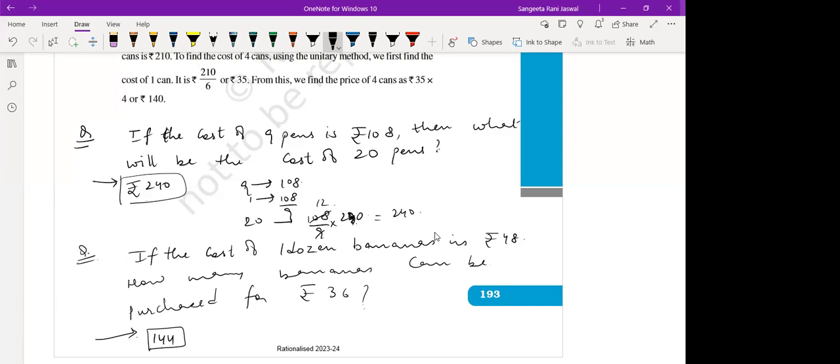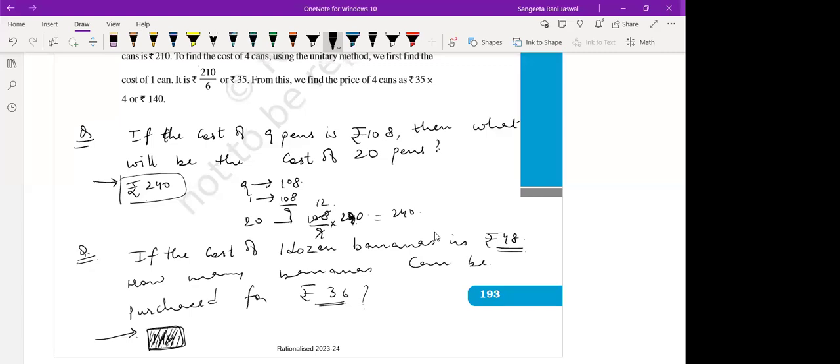Yes, Harshit, how did you get this 144? See, if it is a lesser amount, rupees 30, how can you get 144 bananas? Mom, I got 9 bananas. See, in 48 rupees, you could buy 12 bananas. So 38 is a lesser amount than 48. No, ma'am, the answer is 38 is a lesser amount.